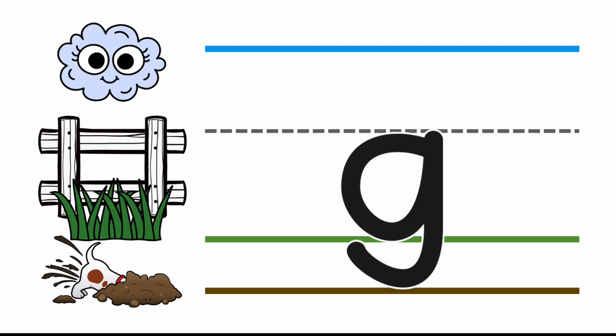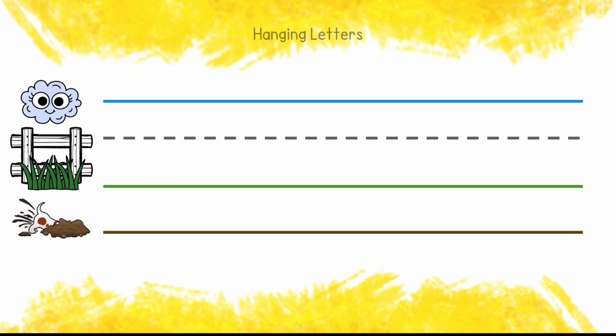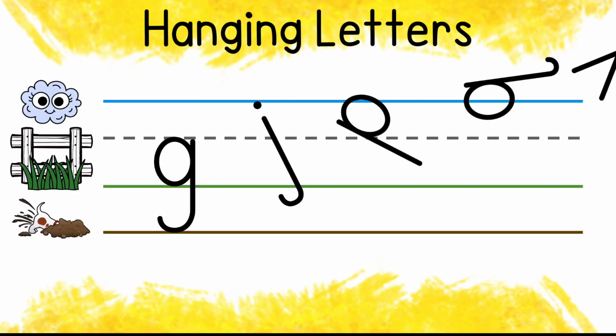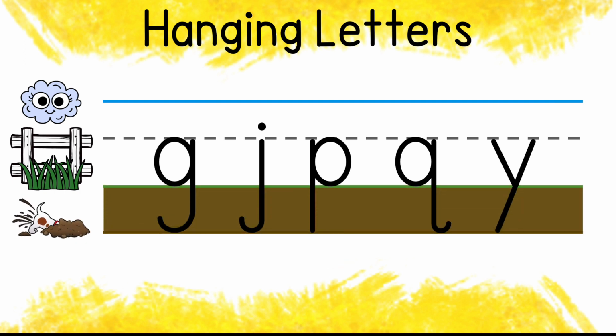Some letters touch the fence line and then dig down into the dirt with their tail. These are called hanging letters because their tails hang down below the grass line where most letters sit. There's not a dirt line on your handwriting worksheets. We just remember that anything below the grass line is the dirt area. Only 5 letters hang down into the dirt.